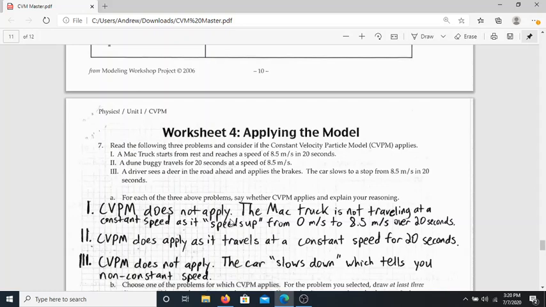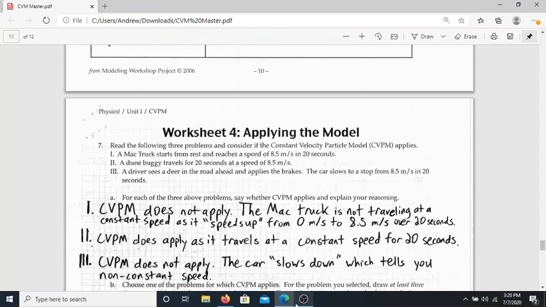For number 2, all it says is a dune buggy travels for 20 seconds at a speed of 8.5 meters per second. Well, right away, that seems pretty simple. There's not much there, but that's really useful to us because that's exactly the definition of the constant velocity model. All right, so for number 2, the constant velocity model does apply because it's traveling at constant speed.